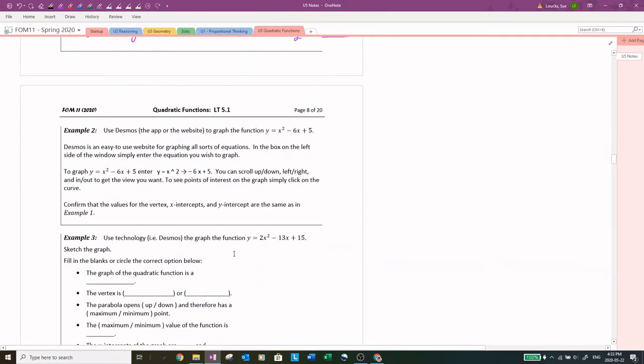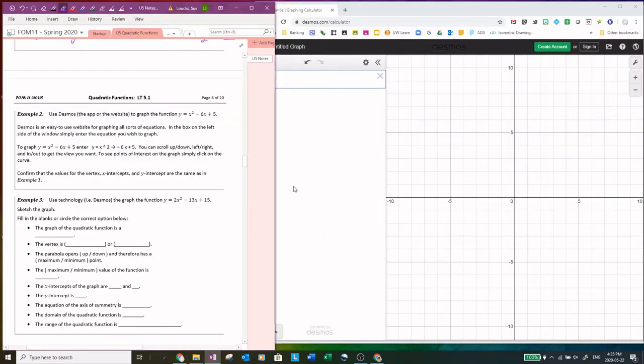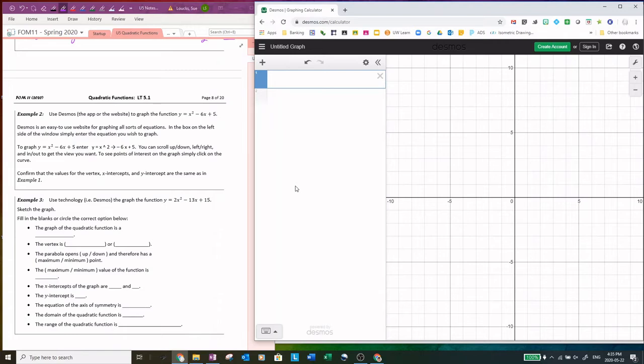We are going to pop over to Desmos. Desmos is a fantastic piece of software. It's free, it's online, it's available for your iPad and your Android phone. I'm pretty sure it's available for the iPhone as well. What it does is you put an equation in and it graphs it for you. It's just beautiful.